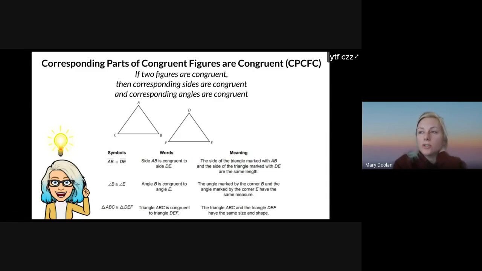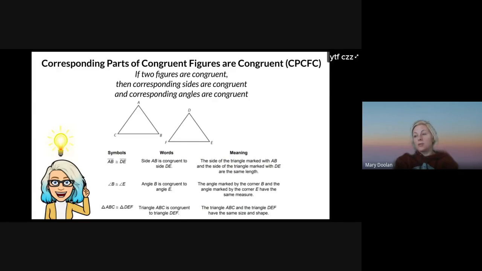So for the first one, those symbols that you see in the first row, the way you would read that is: side AB is congruent to side DE. And what that means is that the side of the triangle marked AB and the side of the triangle marked DE are the same length. So that's for the side lengths, congruence of side lengths.